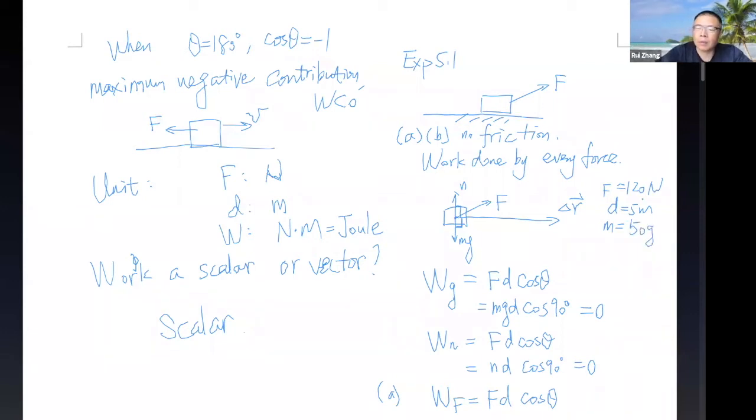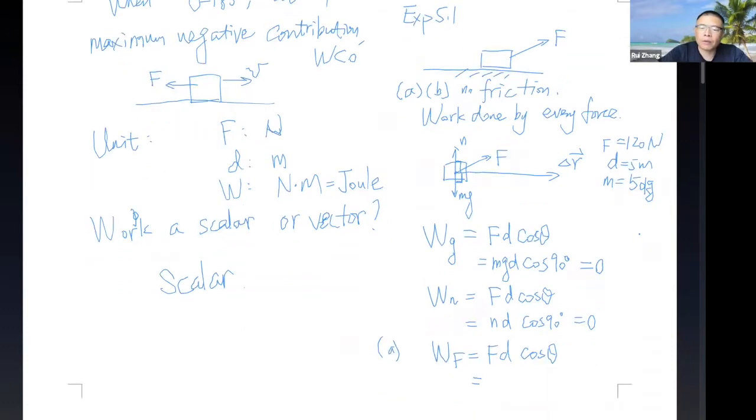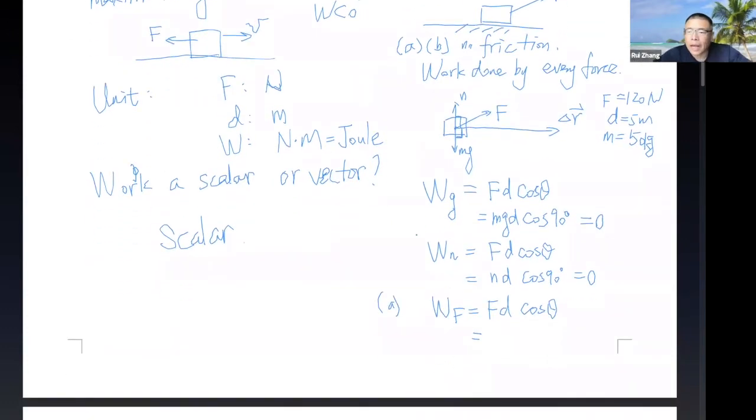Okay, so kilogram, not gram. So these 3 pieces of information, put them in here together. You have 120 times distance, which is 5 meter, times cosine. In this case, theta equal to 0, cosine 0 degree. Cosine 0 is 1, so it's just 120 times 5, which gives you 600. Newton times meter is joule. So the work done by the force in part A is just 600 joule.